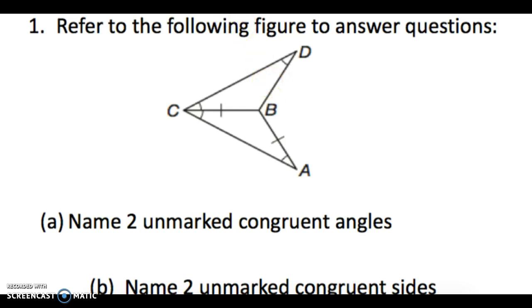Okay, so looking at triangle CBD, we know that since these two angles are congruent, then the legs that are associated with those two angles are also congruent. So we know that BD is also congruent to BC. So since CB and BD are also congruent to CB and BA of the other triangle, then these two triangles are congruent, right? Because we have angle, angle, side, angle, angle, side. So since these two triangles are congruent, then we could say that two unmarked congruent angles could be angle CBD and angle CBA.